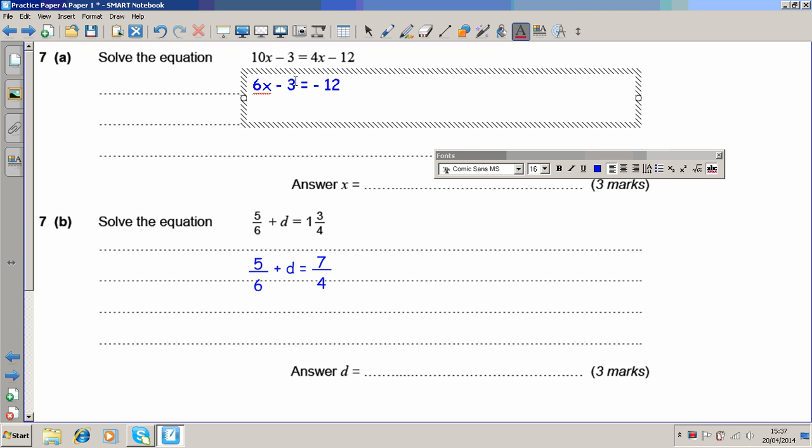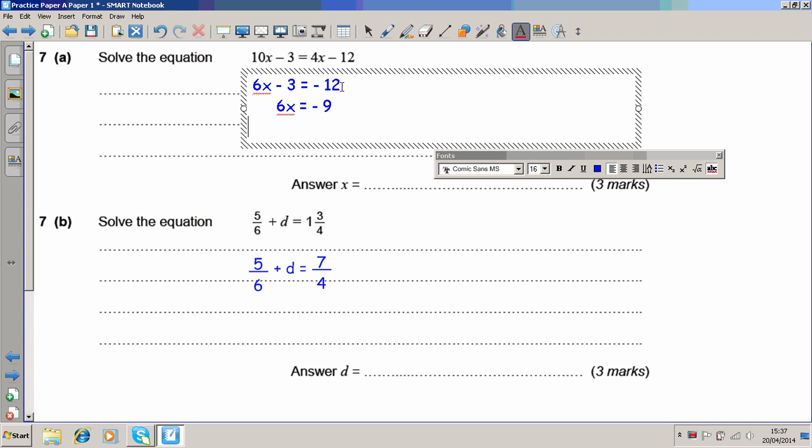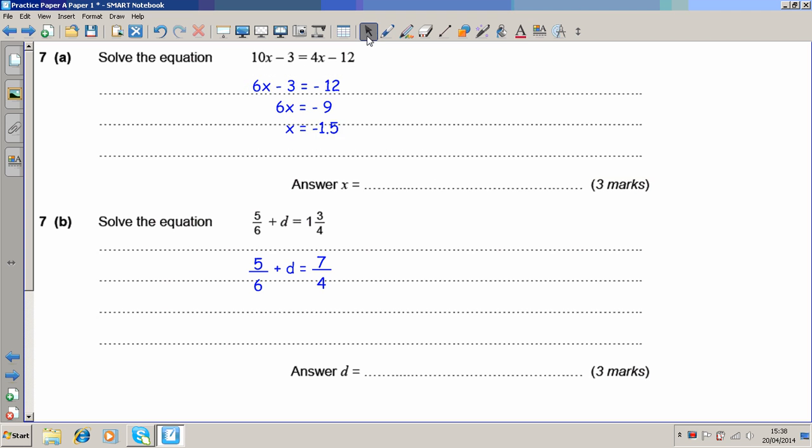And now I'm going to add 3 to this side to get rid of that, which means I'm going to have to add 3 to the other side as well. So if I add 3 to that side, I get left with 6x, and minus 12 add 3 is minus 9. And then finally, if I divide by 6, I get minus 1.5, because 9 divided by 6 is 1.5.